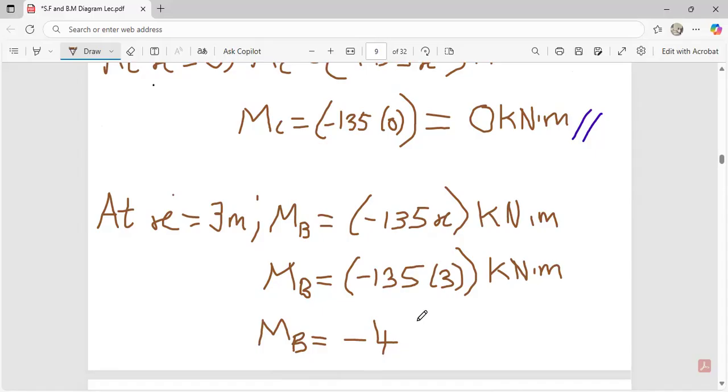After punching it, you're going to get minus 405 kilonewton meter.